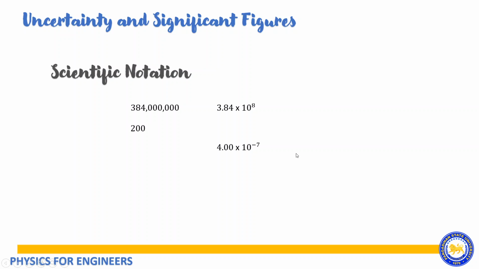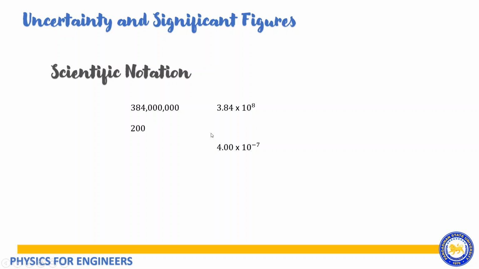Scientific notation naman. Pag sinabi natin scientific notation is para siyang shortcut ng longest, yung habang expression. So, dito, meron tayong 384 million. Pwede natin siyang isulat as 3.84 times 10 raised to 8. So, yung decimal point mo. So, from dito na decimal point, 1, 2, 3, 4, 5, 6, 7, 8. Kaya raised to 8 siya.